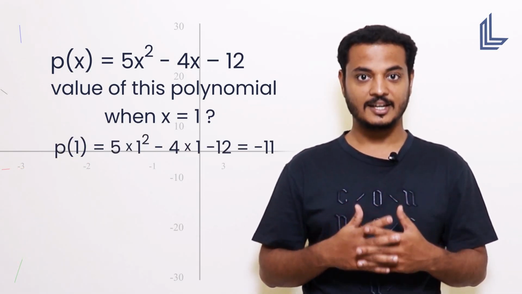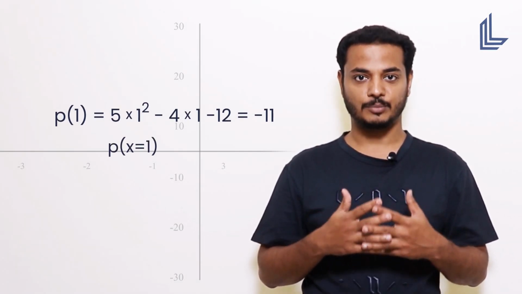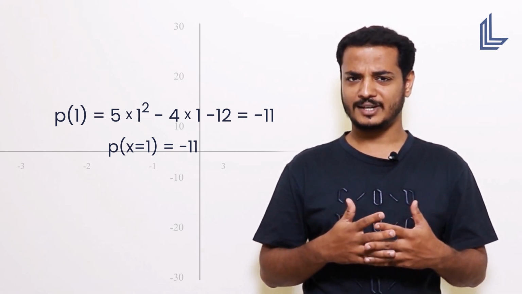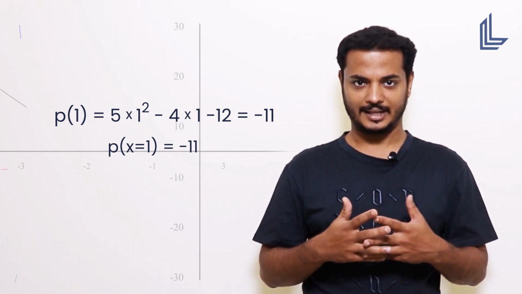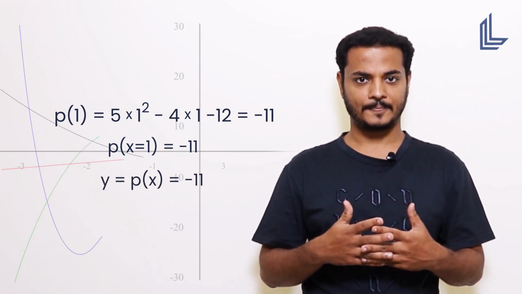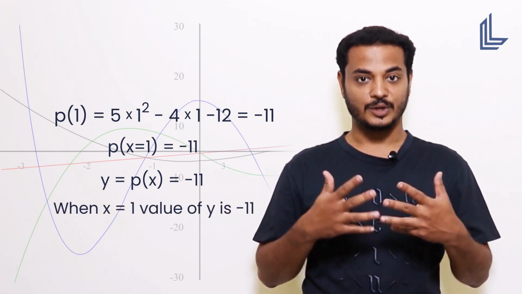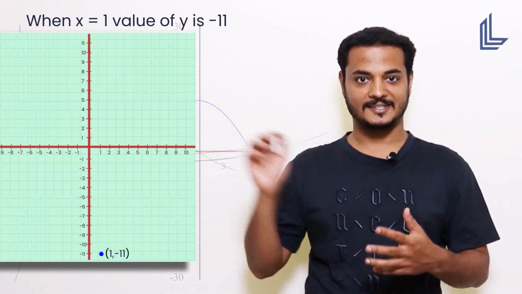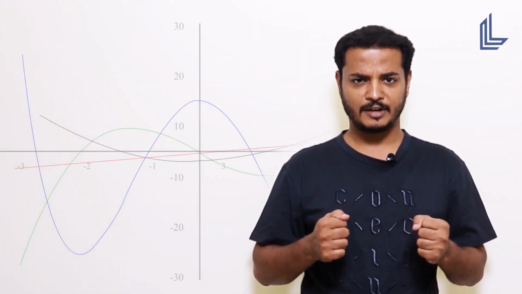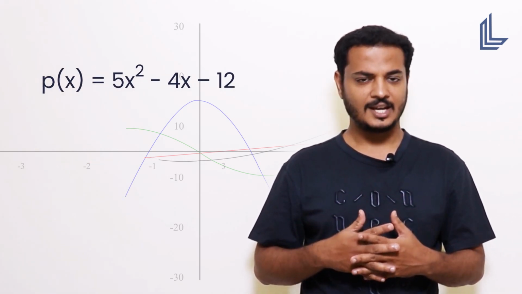What does it mean? It means that when x is equal to 1, the value of the polynomial is minus 11. You can even think of p of x as y. That is, when x equal to 1, y is equal to minus 11. Now, this is something that you can plot in a graph paper, right? Now, when you do that, you will get something like this. We will come back to this graph in a while, but let's quickly find out few other values of this polynomial at some other values of x.